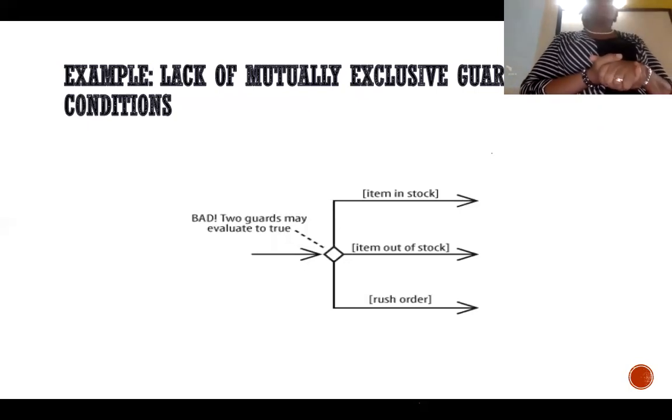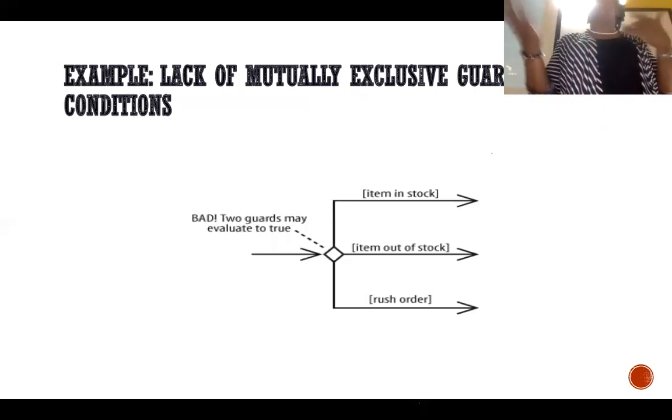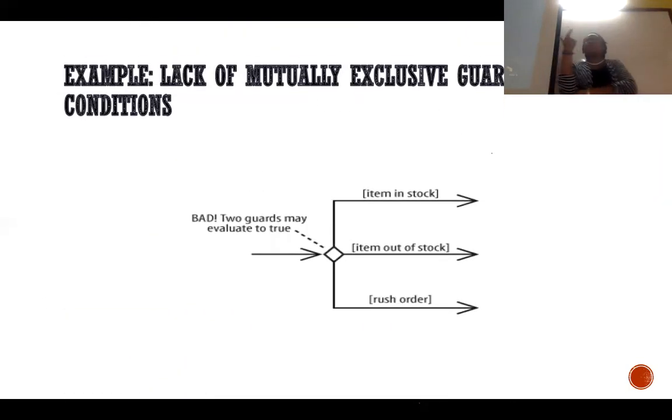Right, everybody sees that? So these are not things that will necessarily be mutually exclusive in every single situation. So it means that you have introduced ambiguity into your activity diagram. How can we correct that? If we want to be able to pick only one pathway where item is in stock and there's a rush order, or item in stock and there is no rush order, and so on.